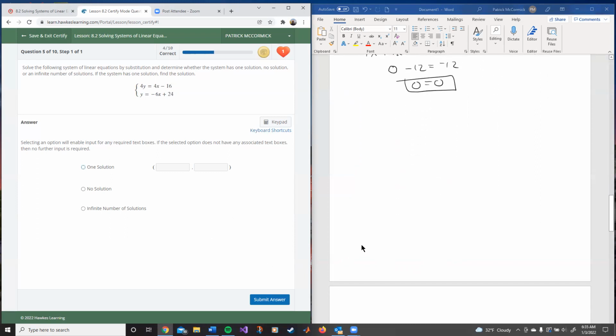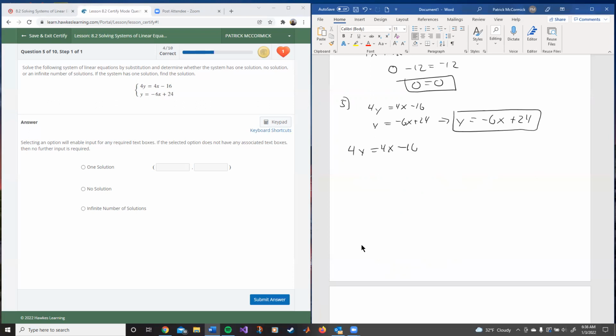All right, problem number 5. Keep on working. So number 5. So now a little bit different. 4y equals 4x minus 16. y equals -6x plus 24. Now this one isn't in the same format, but do we care? No. Actually, this is very nice because it's already set up, right? Right here's our substitution. I'm just going to rewrite it over here just so I can see it. So it was already set up for us. So I'm going to take this, plug it into the first equation. So 4y, 4x minus 16. Now y is -6x plus 24.